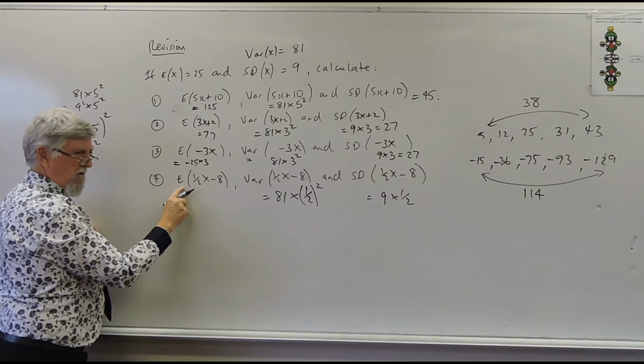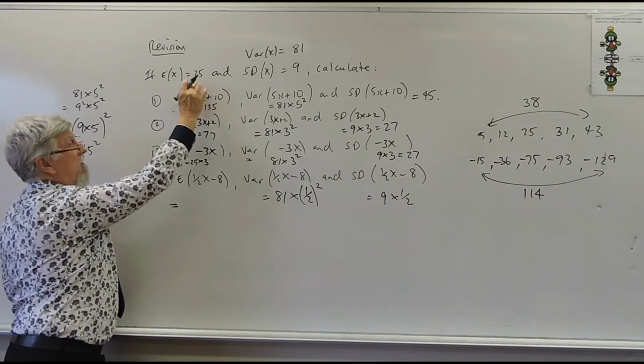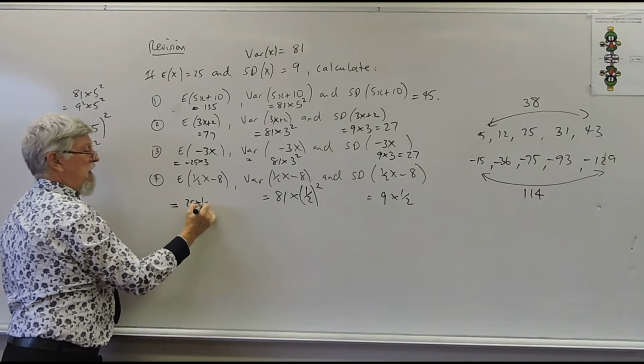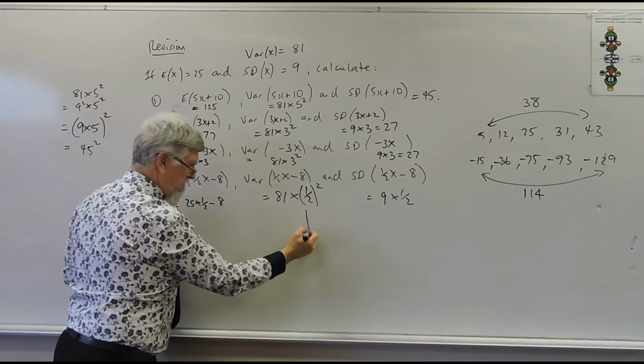The average, we're going to halve everything and minus 8 from it. So it was 25, so we're going to halve that and we're going to subtract 8 from it. This is the one that most people get wrong, that one there.